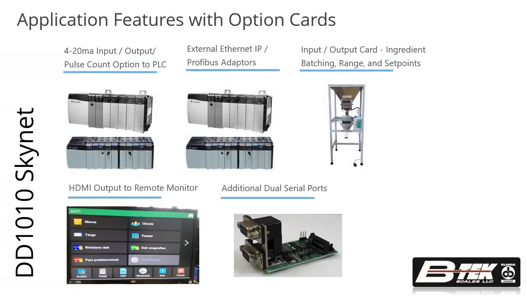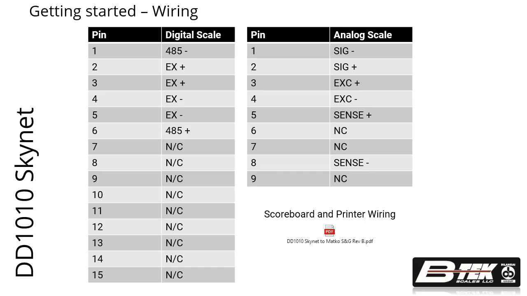Here are a couple applications possible when adding option cards. Option cards can be installed at the same time. To begin setting up the indicator, wire the load cell simulator or scale into the DB9 male for analog scales, or DB15 female for digital scales. Make sure to install the sense line jumpers if a 4-wire load cell is being used on analog scales.